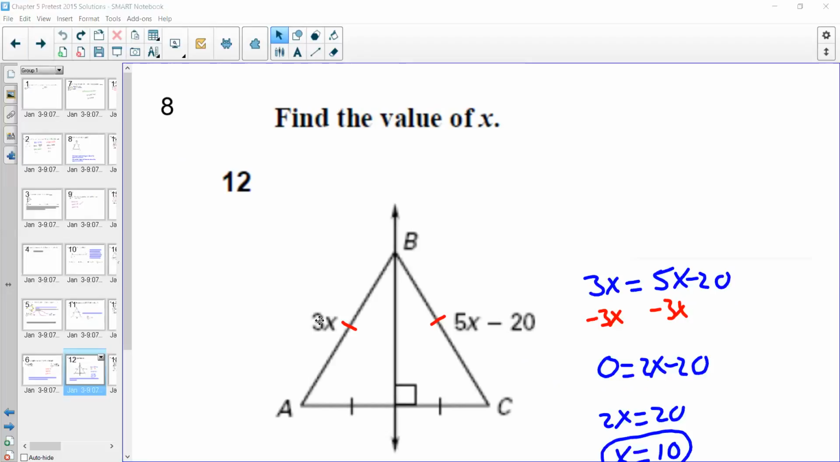Okay, if it's an equilateral triangle, then I know that these sides are congruent, or an isosceles, I know these sides are congruent, so those two expressions have to equal each other. But grab my pen here.